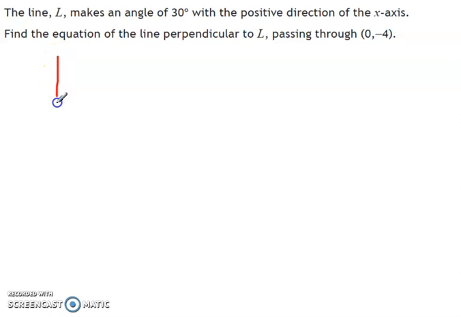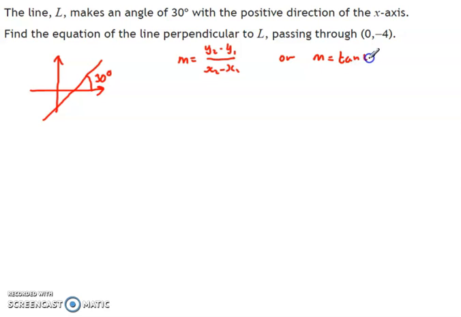So if we were to visualize that, you could imagine us taking this and drawing the line L, just generically like that. What that tells me is this angle in here is 30 degrees. Now there's two variations, remember, of us finding the gradient of a line. So we can either do y2 minus y1 over x2 minus x1, or we know that the gradient m is equal to tan theta, where theta is the positive directional angle here.